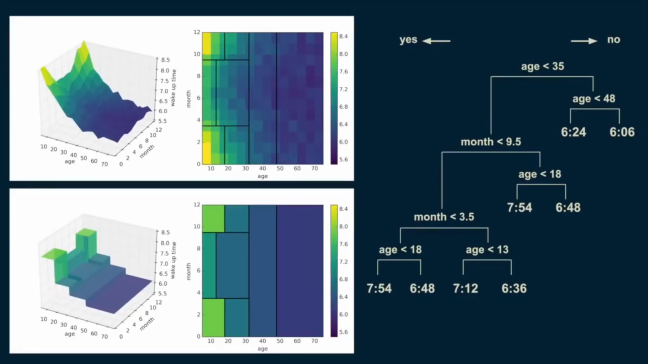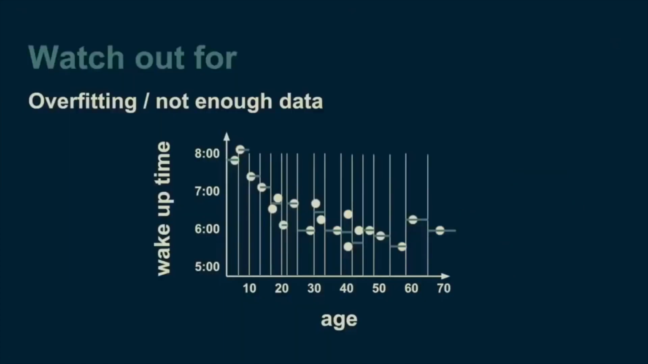The power of decision trees is not without pitfalls. An important one to watch out for is overfitting.